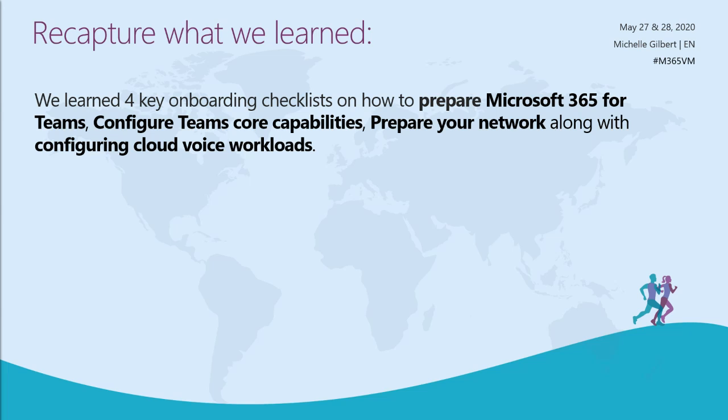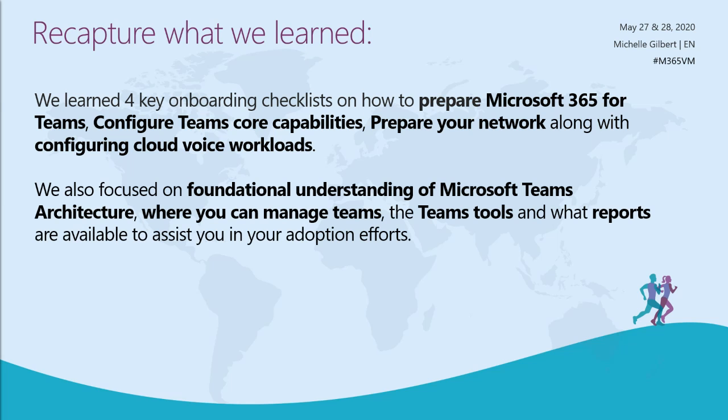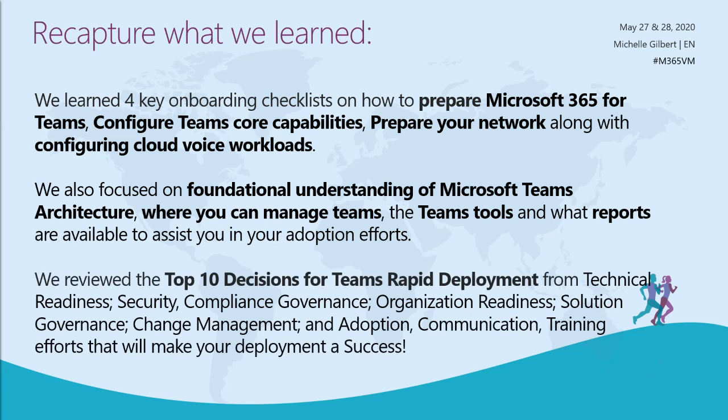All right, let's go ahead and recap what we learned. We learned four key onboarding checklists on how to prepare Microsoft 365 for Teams, configuring Teams core capabilities, preparing your network, along with configuring cloud voice workloads. We also focused on foundational understanding of Microsoft Teams architecture, where you can manage teams, the team tools, and what reports are available to assist you in your adoption efforts. We reviewed the top 10 decisions for your Teams rapid deployment, from technical readiness, security, compliance, governance, organization readiness, solution governance, change management and adoption, communication, and training efforts that will really make your deployment a success.